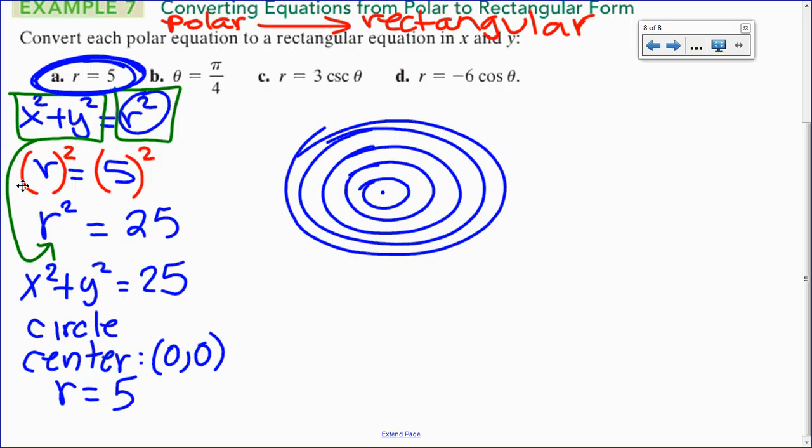Basically, what this equation is telling me is that it doesn't matter what the angle is, you will have all these little points at r equals 5. So when you keep plotting points all around, that's what takes shape of a circle. Yes, it will be a circle.